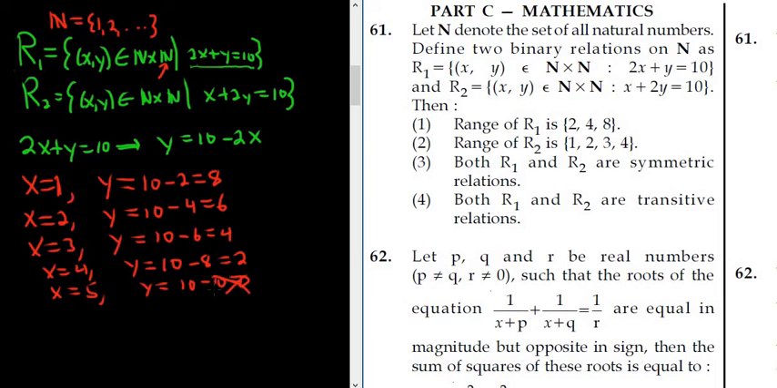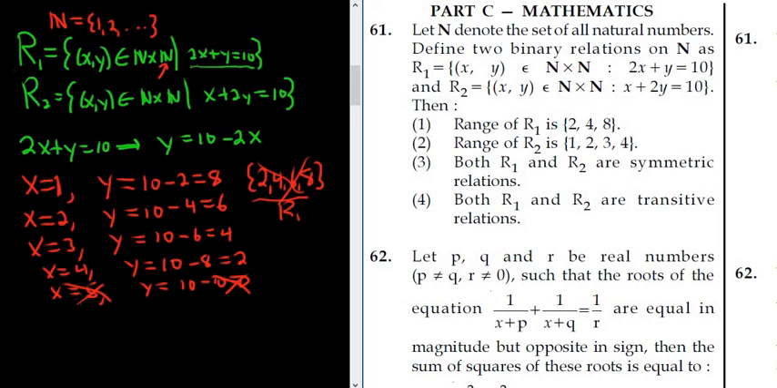That's no good because 0 is not a natural number. If you do 6, you're going to get negative numbers, so you stop here. So the range for R1 is 2, 4, 6, 8. And apparently here it says 2, 4, 8, so that's no good. So choice 1 is not the answer. This is the range of R1, but that's not the answer.